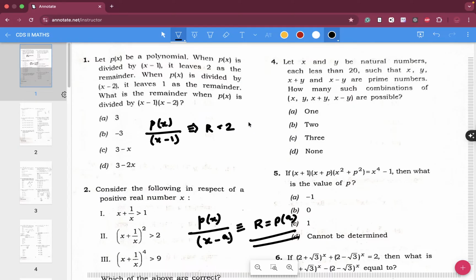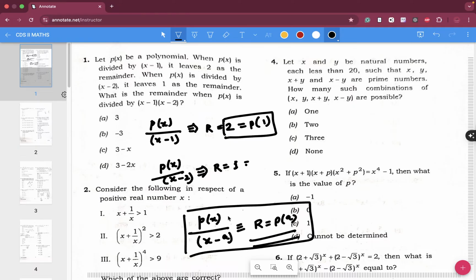Which means 2 is equal to p of 1, so let's keep this in a box. So it leaves 2 as the remainder. When p of x is similarly divided by x minus 2, the remainder is equal to 1. Again using the same remainder theorem, this value 1 will be equal to p of 2. So these are the two conditions we have.